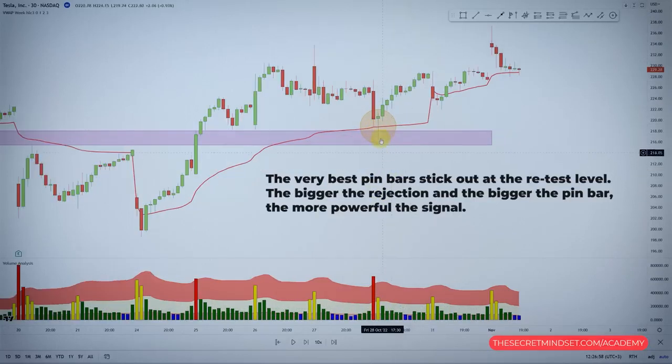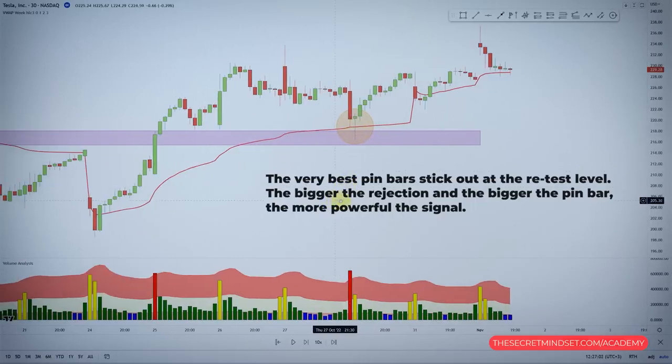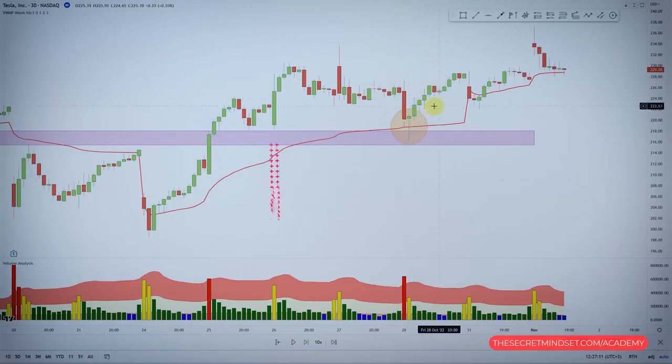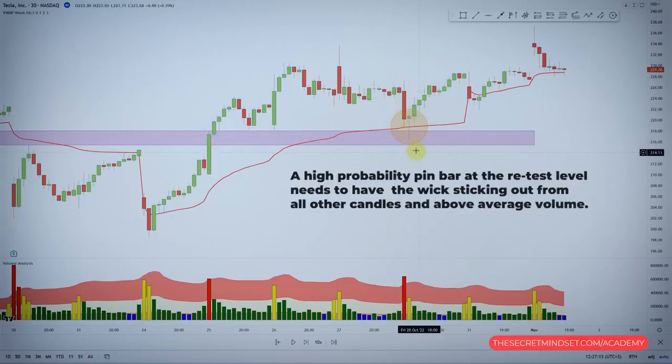The bigger the rejection and the bigger the pin bar, the more powerful the signal. The best pin bars are the large and obvious candles that as soon as you flick over to your chart, you notice them. A high probability pin bar at the retest level needs to have the wick sticking out from all other candles and above average volume to confirm the active participation at the retest.